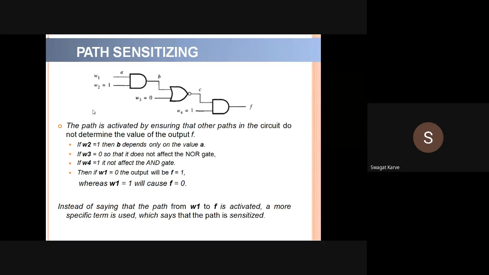For example here, which one will be the first path? W1, A, B, then to C, and then to F. This is the first path. Next path: W2, to B, to C, to F. This is the second path. Third path is W3, then C, then F. This is the third path. And the last path will be W4 to F.